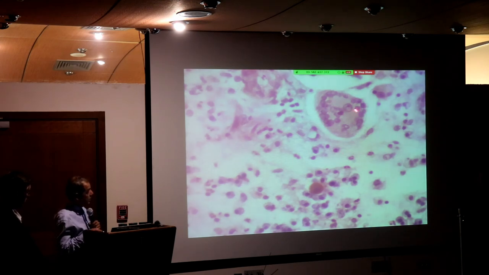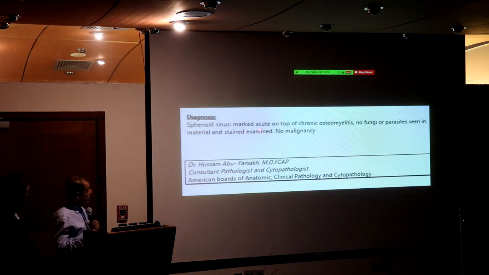Sometimes you see osteoclasts. This is not granuloma. These are osteoclasts because of the destruction of the bone, and this is usual, and there are so many plasma cells also there. So we call this acute on top of chronic osteomyelitis, no fungi or parasites seen.